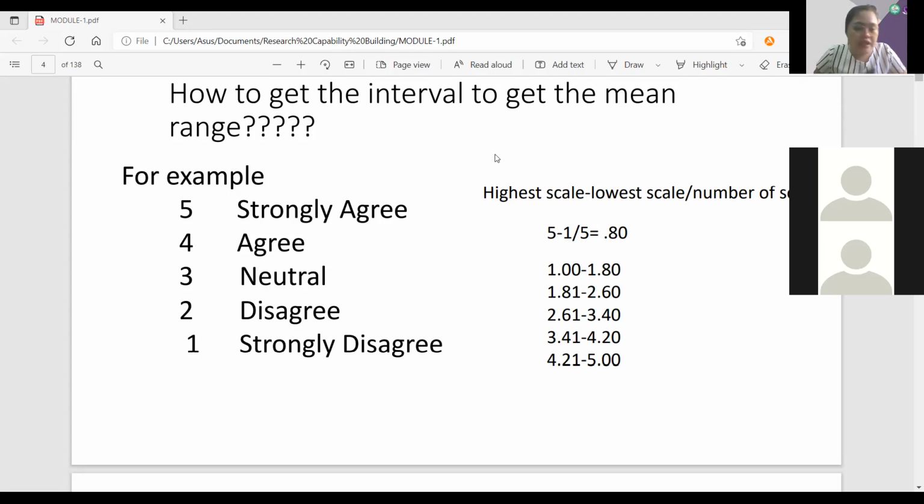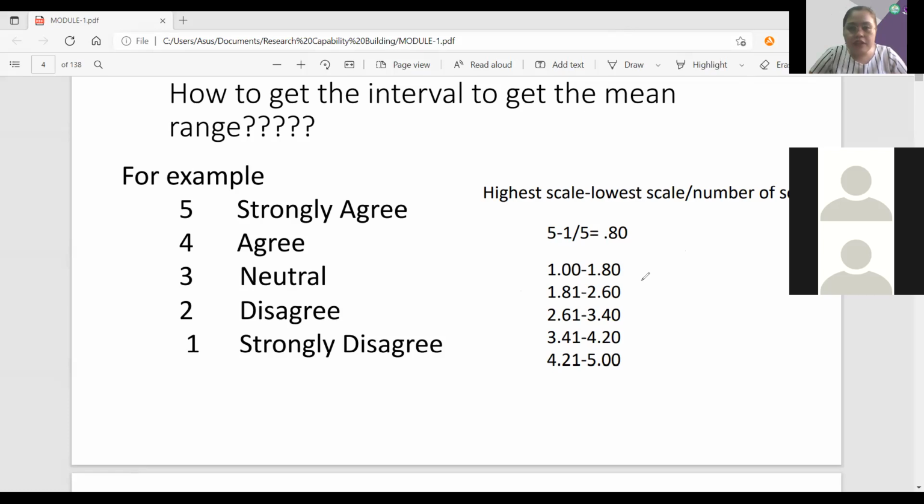So you will start with 1 to 1.80, 1.81 to 2.60. So what are these? These are what we use for the interpretation. So the interpretation will not be strongly agree, agree, neutral, disagree, or strongly disagree. That's not how the interpretation class works. It depends on what you are looking for.